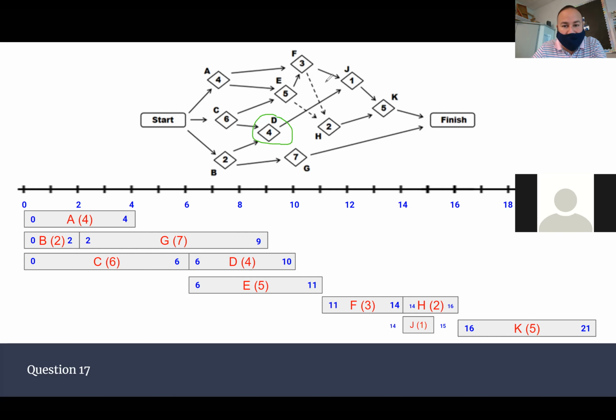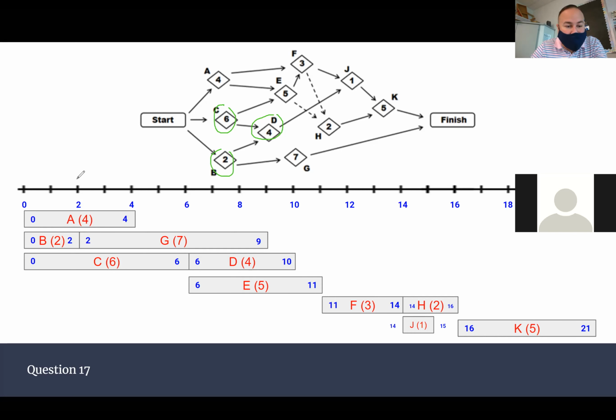B is the other one. So I hope you guys are there with me. Activity D has two prerequisites. It has to wait for C and for B to finish. Which one finishes earlier, B or C? Oh, B or C? Yeah, B finishes earlier.